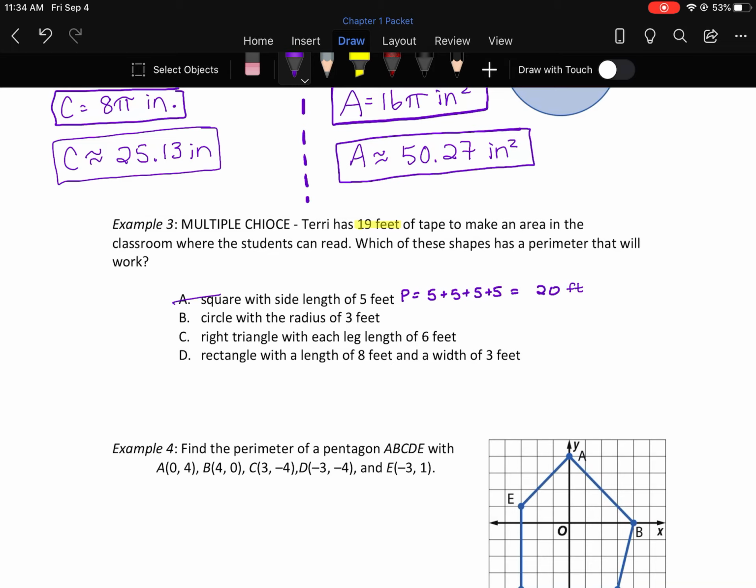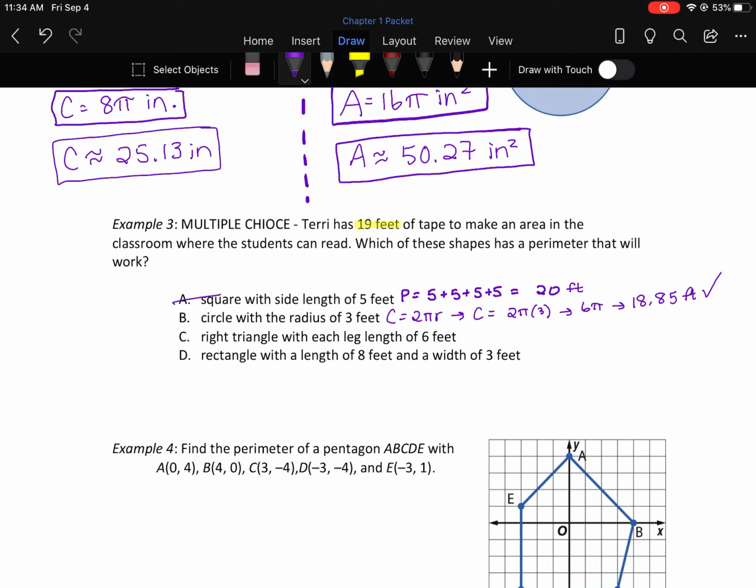B, it says a circle with radius 3 feet, so perimeter, 2 pi r. So that means C is equal to 2 times pi times 3, which is 6 pi. And if I take 6 times pi, we get 18.85 feet to round it correctly. Let me fix that 5. All right, so that one appears to work.